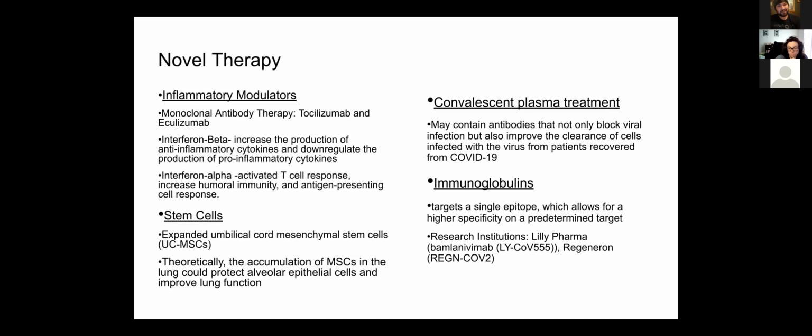Those are the research institutions, Lilly Pharma and Regeneron, that have actually looked into it. These immunoglobulins are actually very helpful. And this one's more directed towards the virus, not like the ones before, where it has inflammatory modulators that are not so focused on the virus itself. It's more of a peripheral thing, even though it does help.